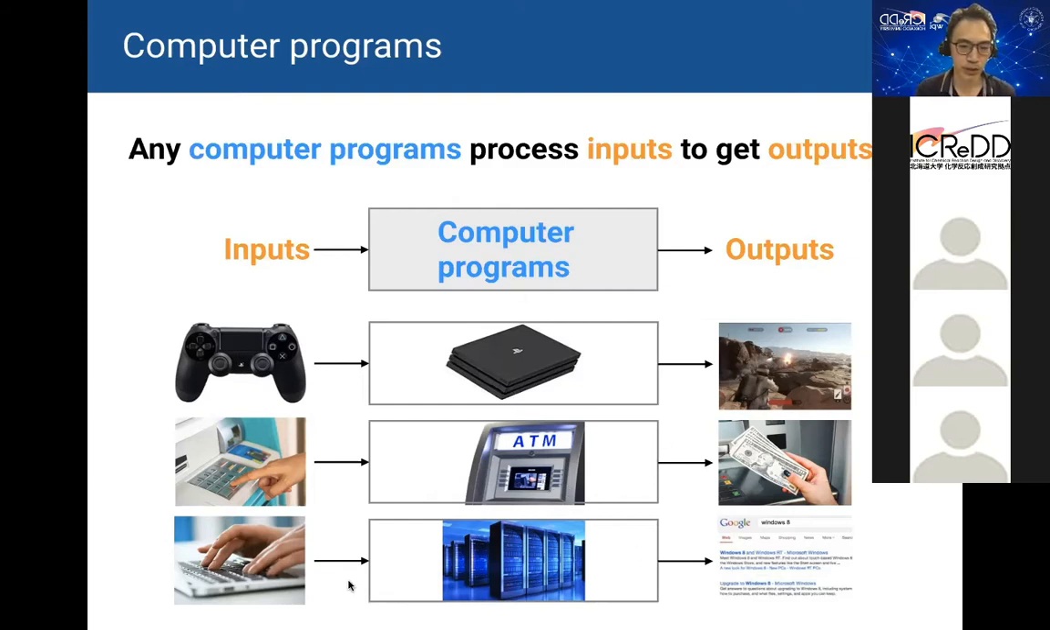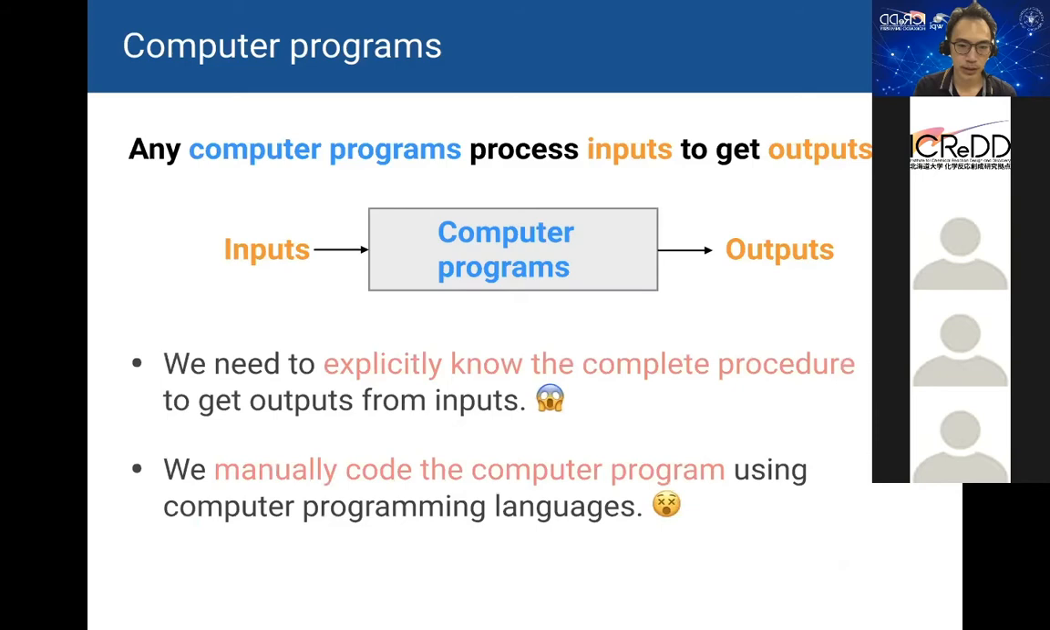And also, if you search the web, you input some keyword, a query keyword, then, for example, the website of Google returns a list of websites which are relevant to your query. And this is also a program. So every program processes some input to get output. But usually we need to explicitly define what's happening in these programs. So this is a kind of standard programming. We manually code computer programs using programming languages like C, C++, Python, Fortran, or whatever. You need to explicitly write the programming code accordingly.